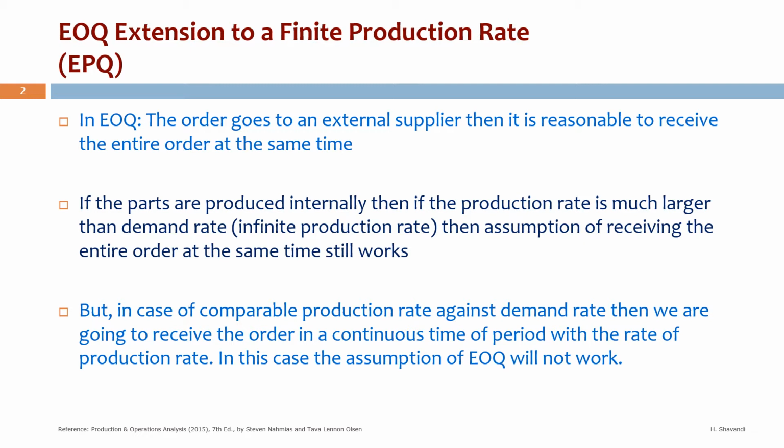But since that's not going to happen in the real world, the production rate is limited. So when we place an order and start producing, it will take a while to produce all the Q quantity, and we're not going to receive the entire Q at the same time. We will receive as production goes ahead, continuously over time. So it will take a period of time to receive the order quantity. In this case, we have the EPQ model.